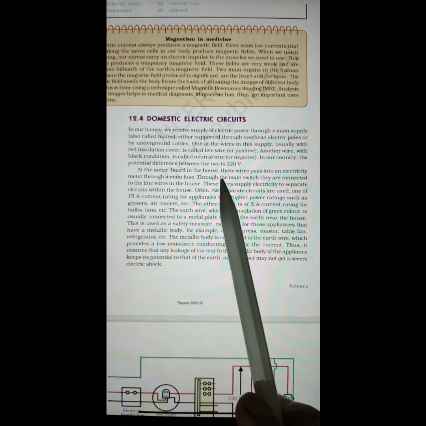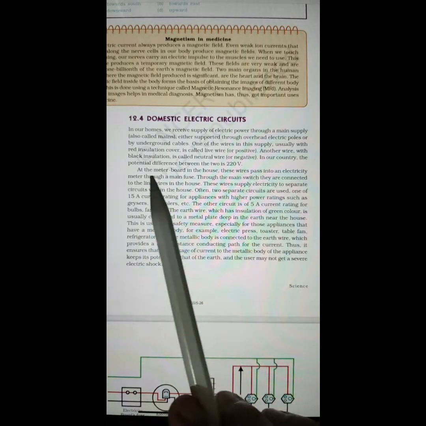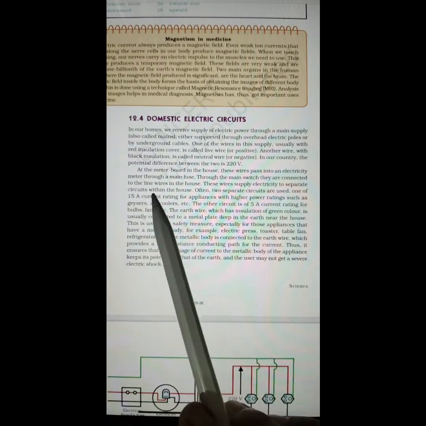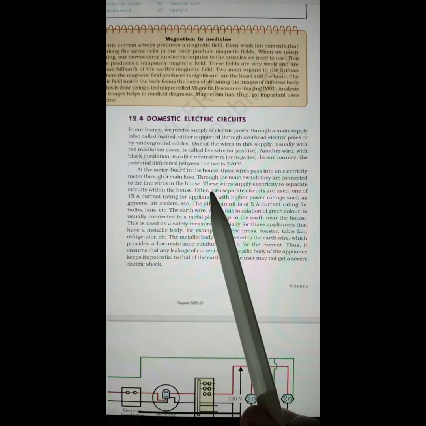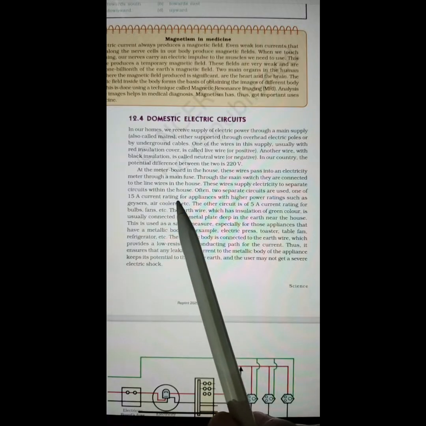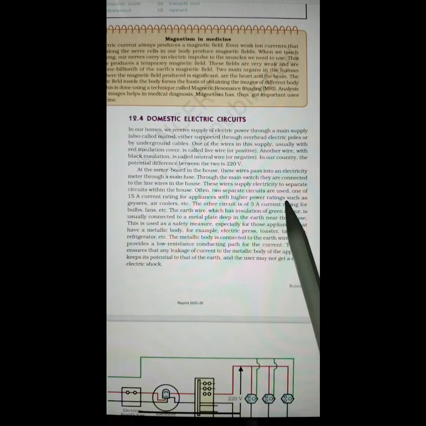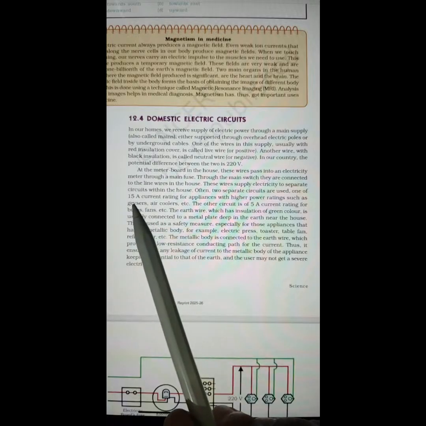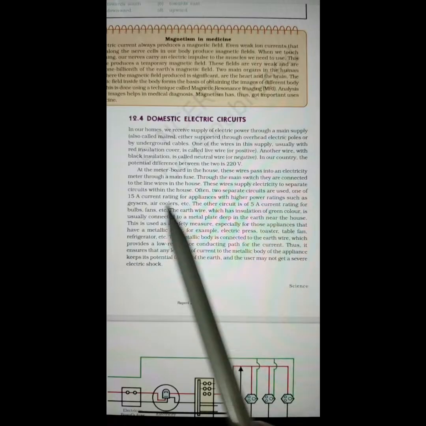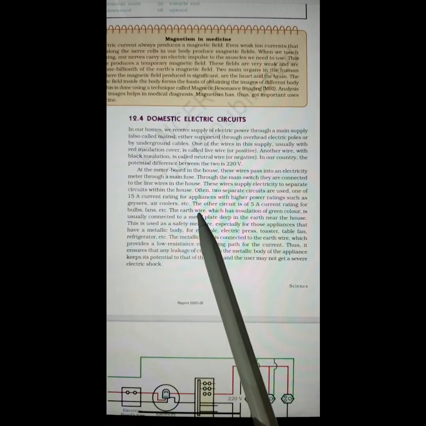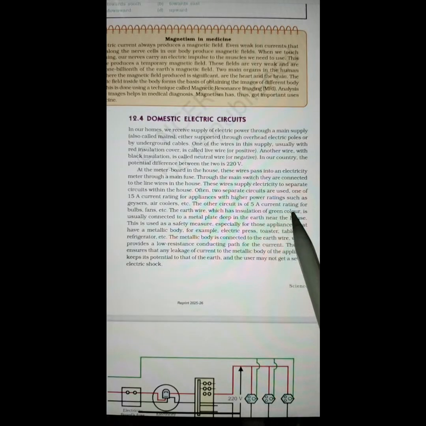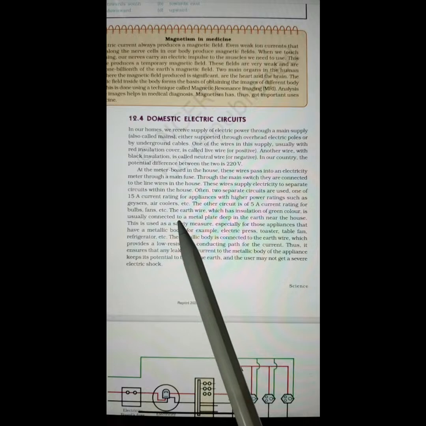At the meter board in the house, these wires pass into the electricity meter through a main fuse. Through the main switch, they are connected to the line wires in the house. These wires supply electricity to separate circuits within the house. Often, two separate circuits are used. One is of 15 ampere current rating for appliances with higher power ratings such as geysers, air coolers, etc. The other circuit is of 5 ampere current rating for bulbs, fans, etc.